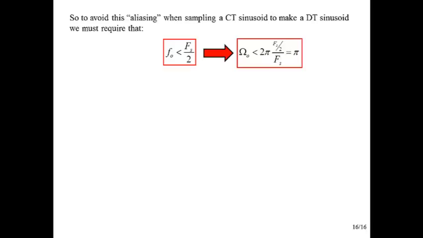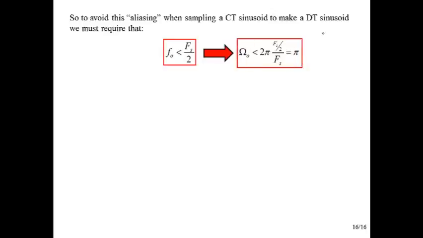So if we trace all this back, to avoid aliasing when we sample a continuous time sinusoid, we want to make sure that the frequency of the sinusoid that we're sampling is less than Fs over 2. This can be proved from the steps that we just went through, although we didn't go through all the proof steps, but we did motivate it. What that means is that omega 0 must be less than pi. If we pick an omega 0 above pi, then we're getting another equivalent frequency.